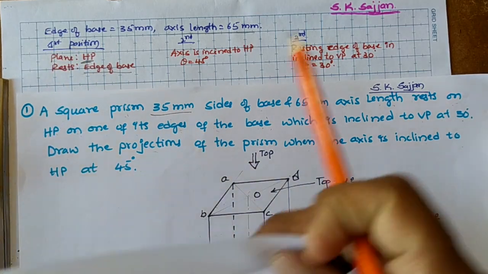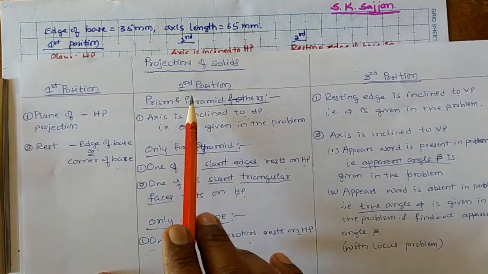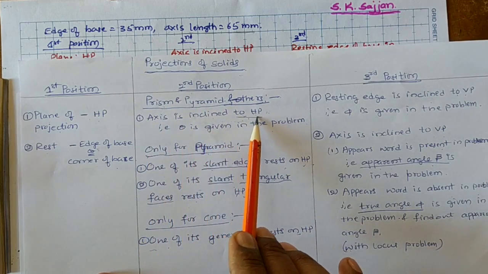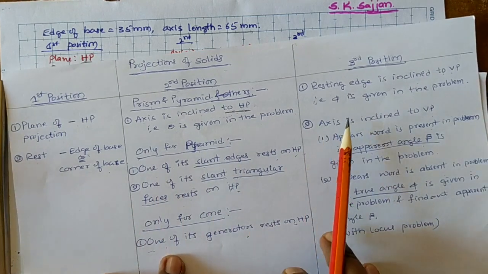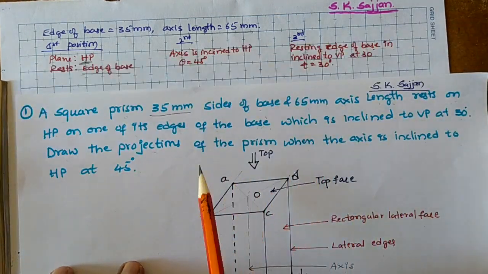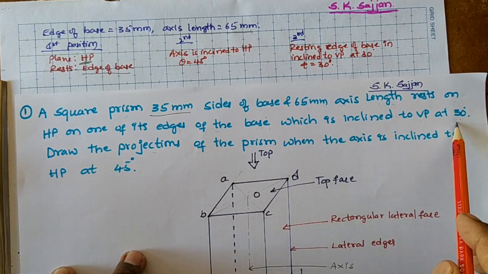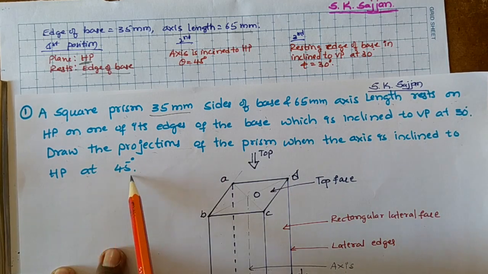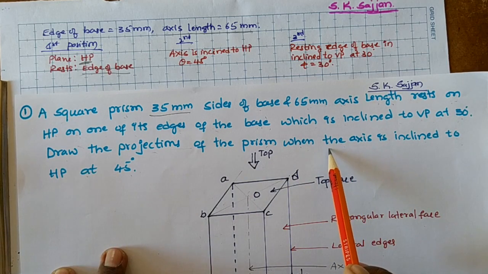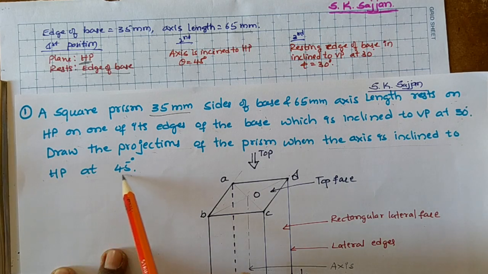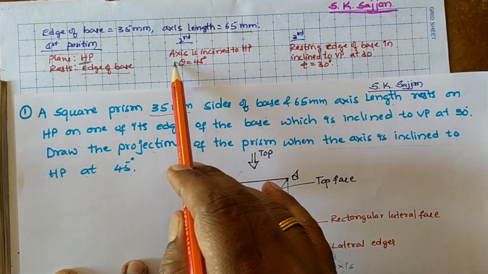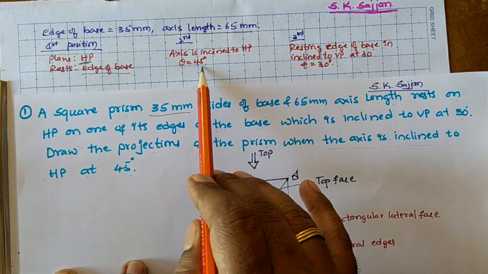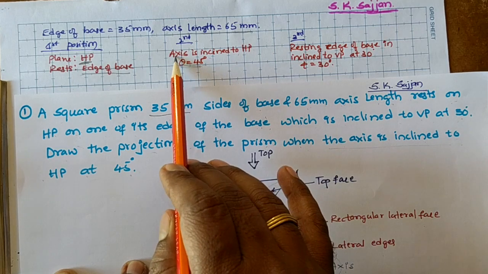Then for the second position, what is required? For the second position, for the prism, the axis is inclined to HP. This condition is given. Just check in this problem here. Draw the projections of the prism when the axis is inclined to HP at 45 degree. Same condition is there. For the second position, the axis is inclined to HP at 45 degree, that is nothing but theta is 45 degree given.